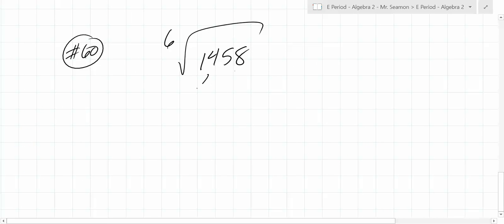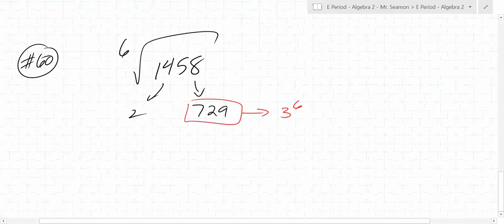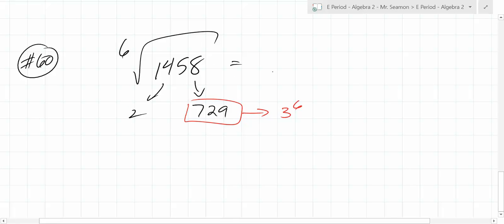Yeah, pull out what? Pull out 2. Pull out the easy stuff. So it's 729. Do you recognize 729? Yes. 729 is 3 to the 6th. So you could just keep on going. Keep on pulling out 3s and you'll get 6 of them. So this is the 6th root of 2 times 3 to the 6th to the what power?